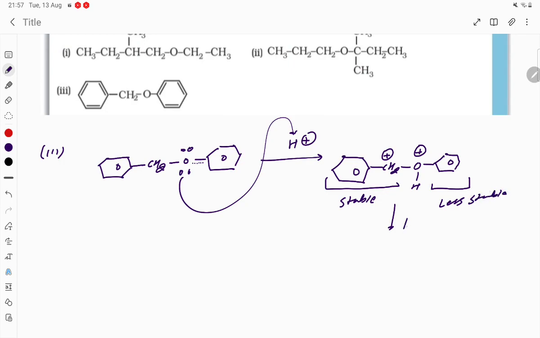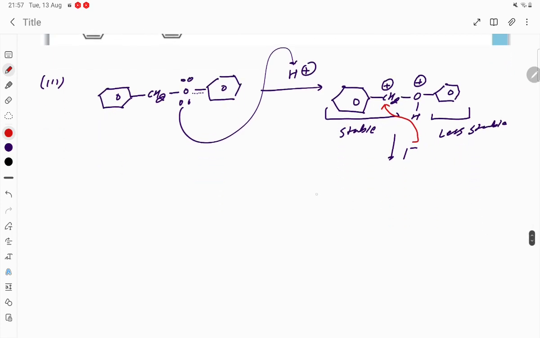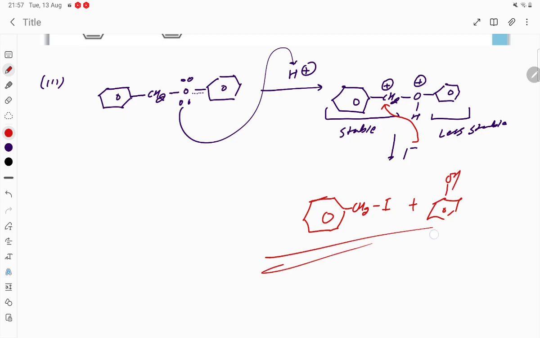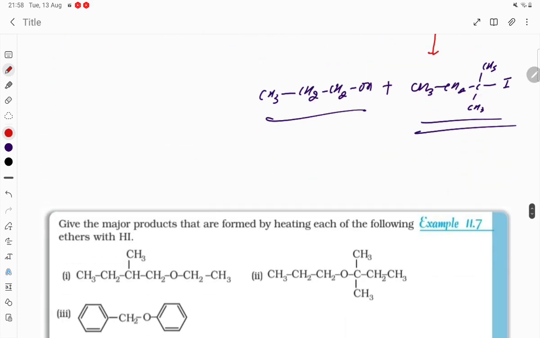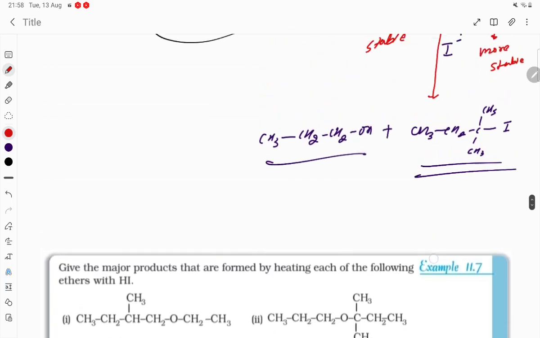So where can I minus attack? Obviously it will attack on the more stable carbocation. So the product, when you are writing, is CH2I here, plus obviously the other will be the phenol. So this is our required answer. Thank you very much for watching, dear student.